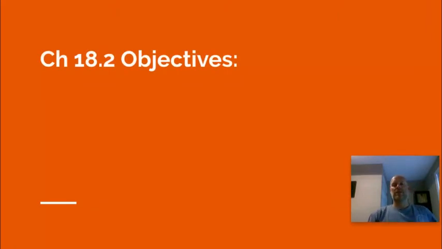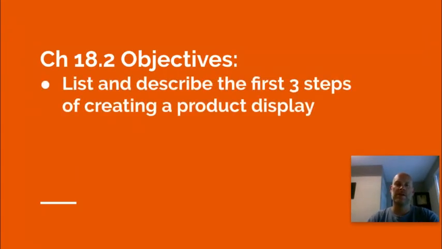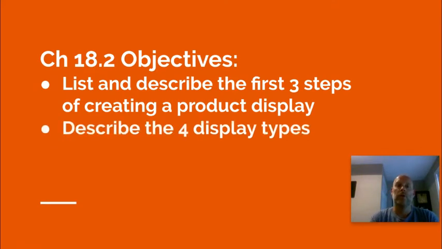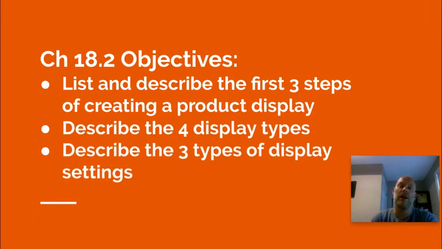So, our objectives in this part of the chapter are these. By the end of this chapter, first of all, you're going to be able to list and describe the first three steps of creating a product display. You're going to be able to describe the four display types, and you'll be able to describe the three types of display settings that visual merchandisers can use. So, again, I expect that you're taking notes. That'll help you answer the questions at the end of the video. But let's get right into it.